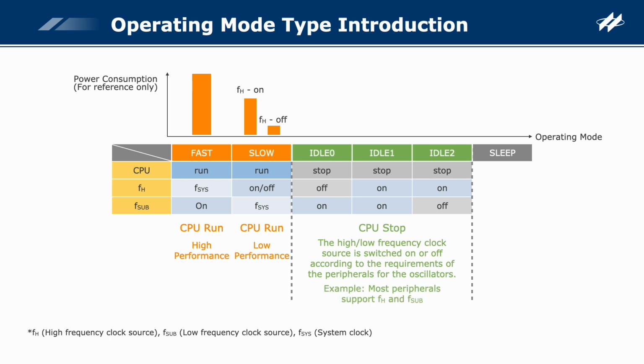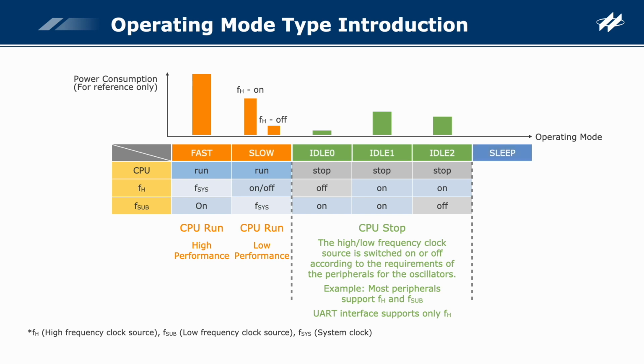For example, most peripherals support both high and low frequency clock sources, which can be switched on or off according to the solution requirements. However, the UART interface supports only high frequency clock source. Therefore, the UART interface operates only after the high frequency clock source is enabled. These 3 idle modes have different usage and power consumption of the high and low clock sources.